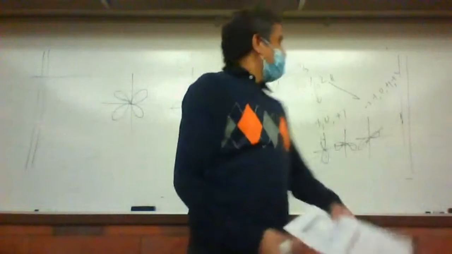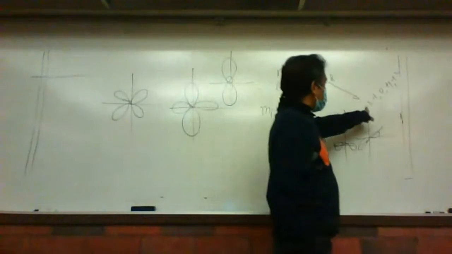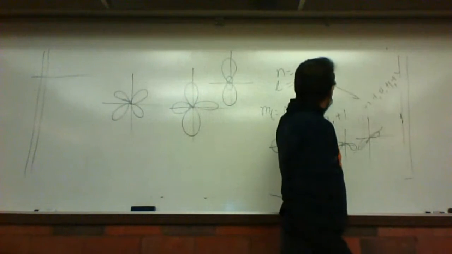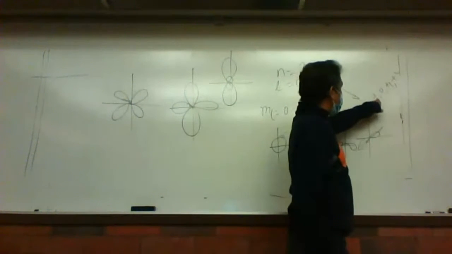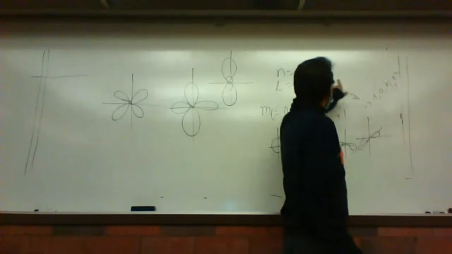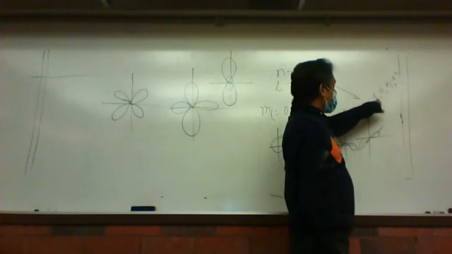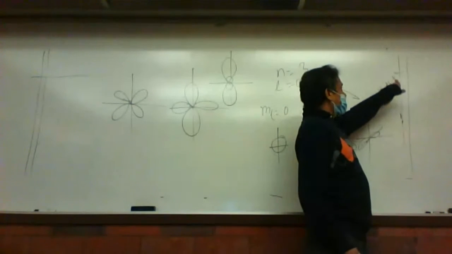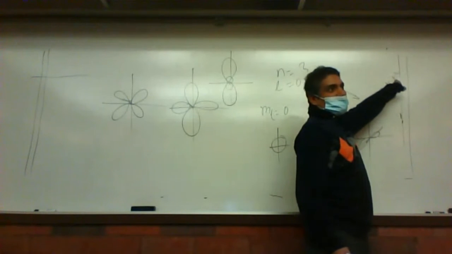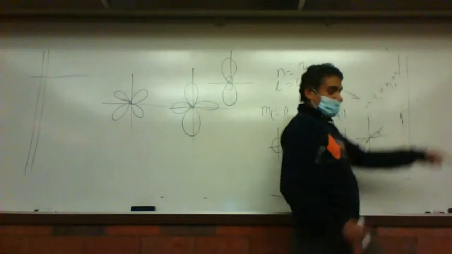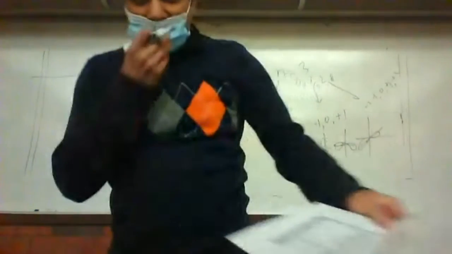What is the shape of the D orbital? This number for the D: minus 2, minus 1, 0, plus 1, plus 2 comes from L equals 2. And each of these is also a double dumbbell. Make sense? Good.